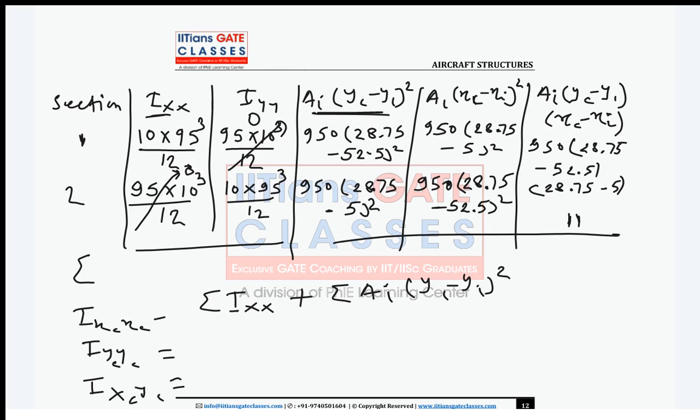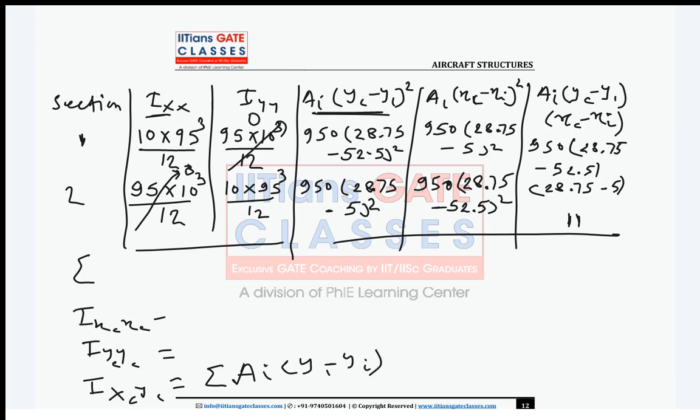So Ixc, Iyc is there. This will be summation of A_i into (yc minus y_i) into (xc minus x_i). Okay, xc minus x_i. Clear?